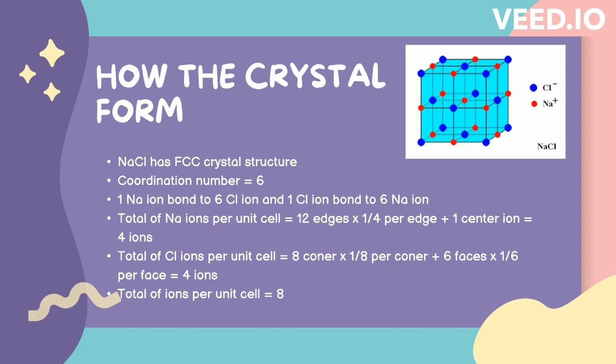Total ions of chlorine per unit cell is equal to 8 corners times 1/8 per corner plus 6 faces times 1/2 per face, which is equal to 4 chlorine ions. So the total of ions per unit cell is equal to 8 ions.